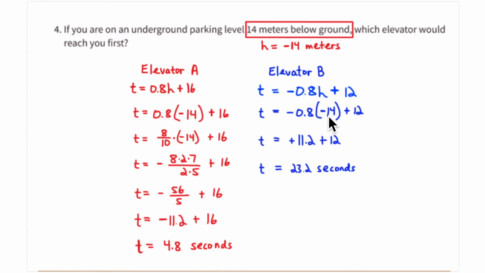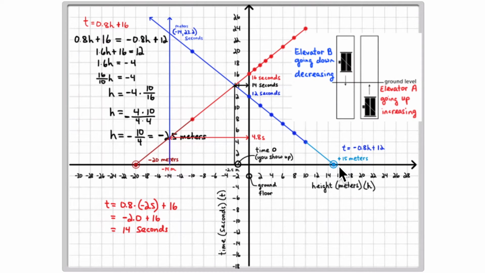So if you plug in negative 14 meters, how long does it take to travel? It takes 11 2/10 seconds. But this is a positive 11 2/10 seconds, and that time gets added on to the first 12 seconds. It takes 12 seconds to get to ground level and another 11 2/10 seconds to get to negative 14 meters. So on the graph, elevator B is starting out at 15 meters. It's going down, down, down as time goes forward. Finally, it reaches ground level at 12 seconds. But then to get to negative 14 meters, it has to travel another 11 2/10 seconds. So that gets added on for a total of 23 2/10 seconds.